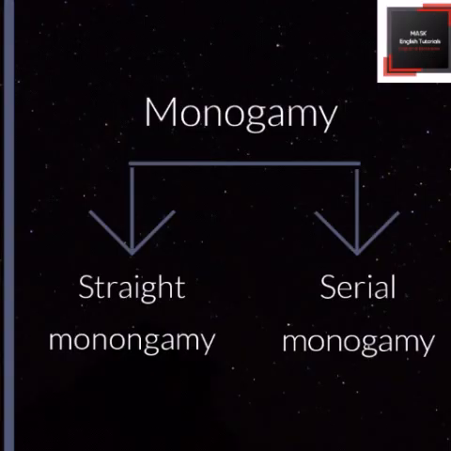Straight monogamy. This type of monogamy doesn't allow the remarriage of individuals after the death of a spouse. Serial monogamy. This type of monogamy allows the remarriage of a widow or a widower with another person for a new life.